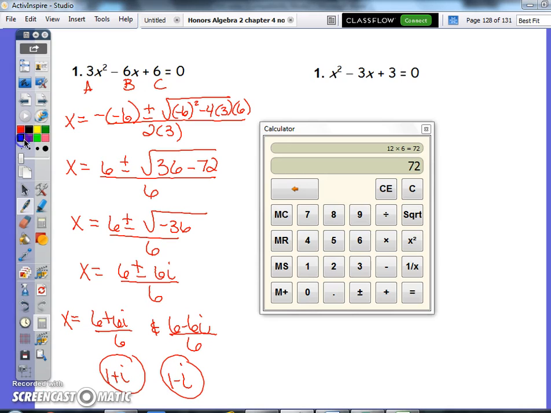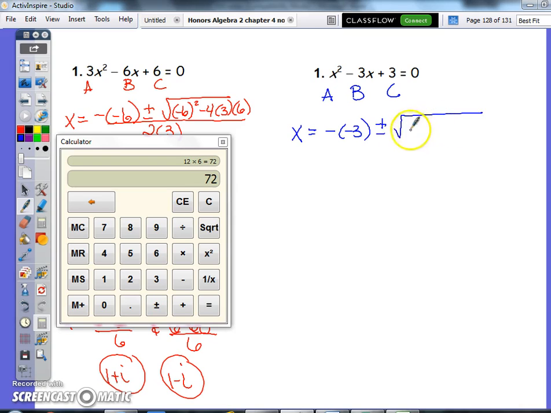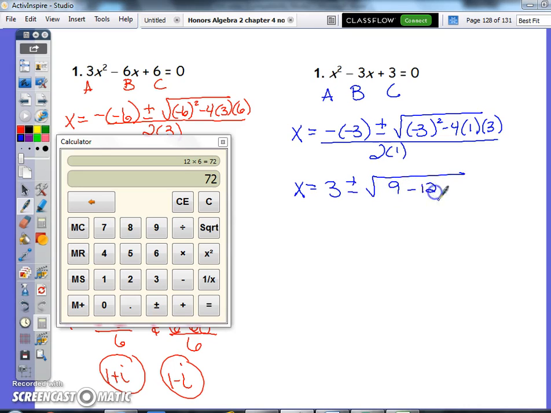Now we have to do the second problem. So I'll do that one in blue. Pull my calculator over here. A is 1, B is negative 3, C is a positive 3. So x equals the opposite of B, so opposite of negative 3, plus or minus the square root of B squared minus 4 times A times C, all over 2 times A. So x is going to equal a positive 3, plus or minus the square root of 9 minus 12, all over 2. X is going to equal 3 plus or minus the square root of minus 3 over 2.